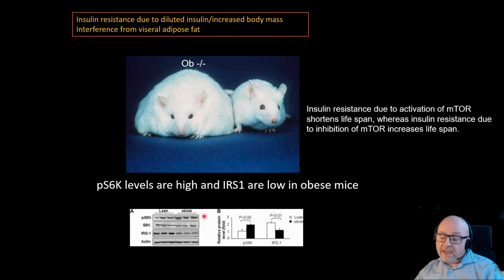And what S6 kinase did, it was phosphorylating IRS1, targeting it for degradation. We see in the lean mouse three examples of IRS1 levels in cells, and in the OB mutant mouse, the levels of IRS1 in the cells are decreased because it's targeted for degradation, leading to insulin resistance in these cells. Insulin resistance due to activation of mTOR shortens lifespan, whereas insulin resistance due to inhibition of mTOR increases lifespan. We're not going to go into the complication with treating patients with TOR, which is that they develop a different kind of insulin resistance.